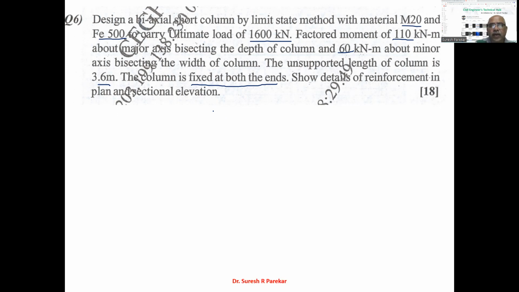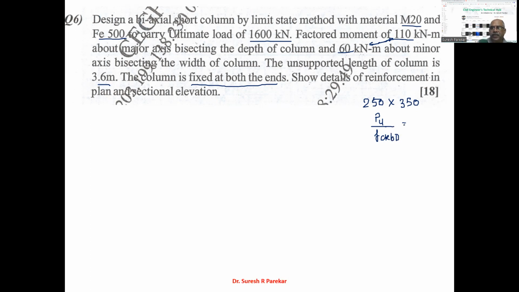So now we have to assume the dimension. I will assume the dimension as 250 by 350. I have not considered 250 by 300 because we are considering a little more difference, as we have 110 and 60 as moments. So I will consider 250 by 350. Now I will check Pu upon fck bD. Why I am doing this, you will understand.